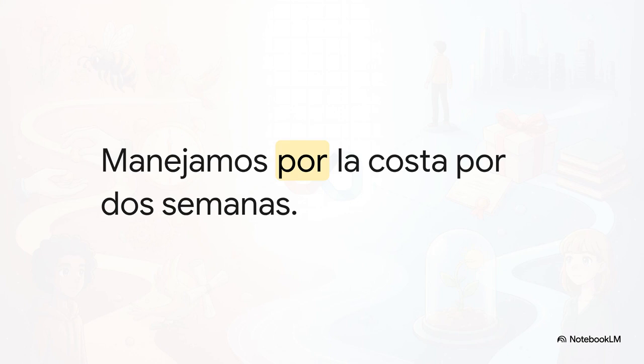Finally, we have the R in POR, route and duration. Manejamos por la costa por 2 semanas. We drove along the coast for 2 weeks. Moving through a physical space, like driving along a coast or walking through a park, relies heavily on the backward-looking arrow of POR, because you're tracing the path behind you. And the exact same logic applies to time. If you spend a specific duration doing something, like driving for 2 weeks, you're measuring a span of time that has already passed. It's a backward-facing measurement of minutes, days, or years that you've moved through.